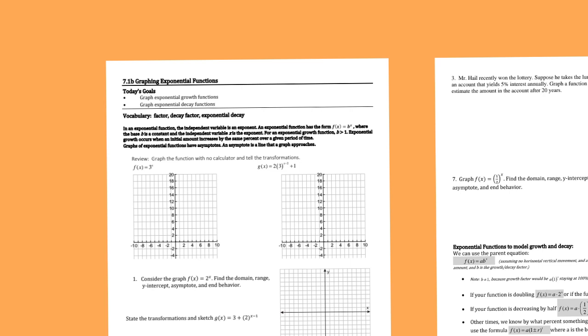You can read the top thing to be like, okay, the parent is b to the x, and if b is greater than 1, it'll be growing. If b is between 0 and 1, it'll be decaying. And then also the transformations that go with it. It always has an asymptote, and it's always on the x-axis unless it's been shifted up or down.